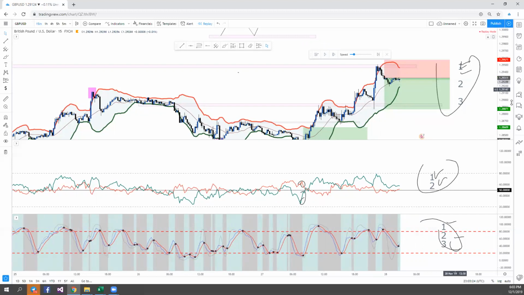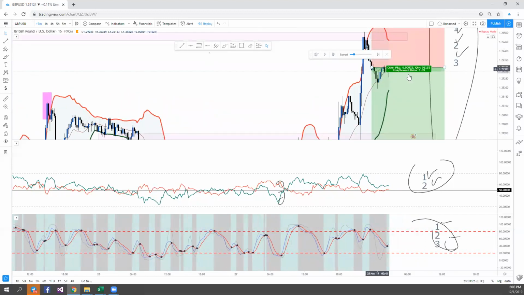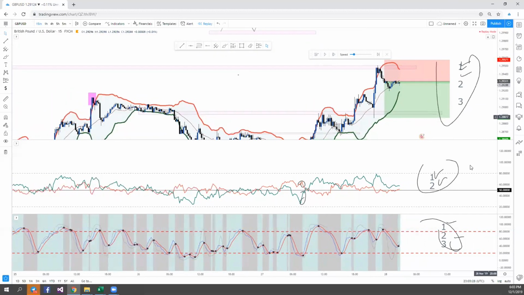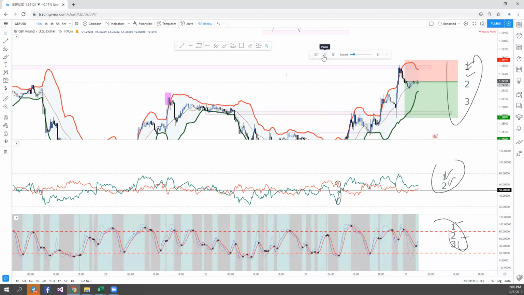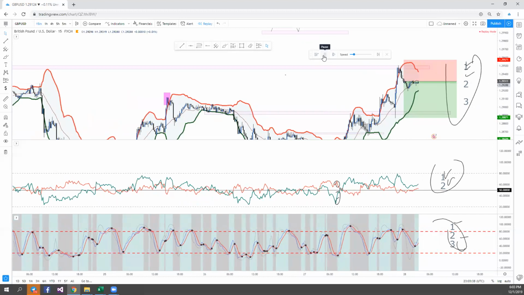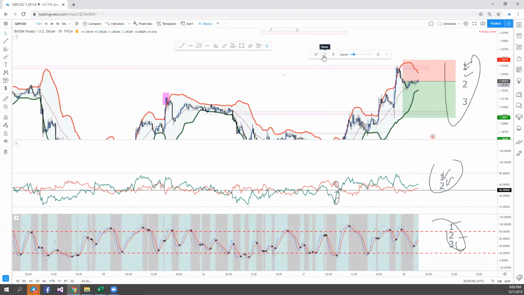Crossed the 20 MA. If I zoom out, you can see that we are below the 20 MA. So that's good. We got that gaining strength from the red. That's good. So let's see how it plays out. There you go. We are below the 20 MA. So everything is good so far.